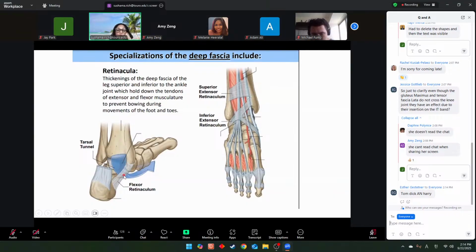And this is an important area. Just like you had carpal tunnel syndrome, you can get what is called tarsal tunnel syndrome, where these tendons can get compressed. There could be friction.